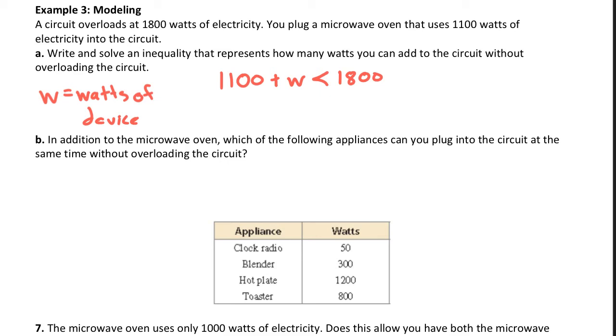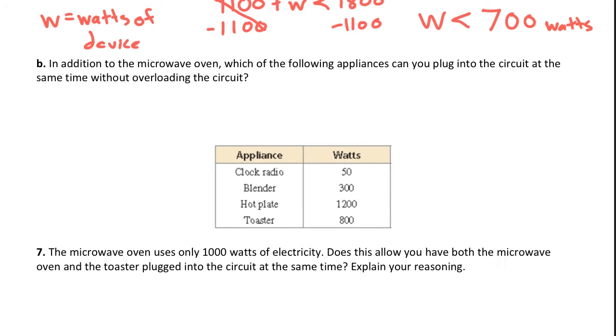So if I'm going to solve this inequality, it's a pretty straightforward one. I would subtract 1100 watts from both sides, and I would say my wattage of my new device has to be less than 700. If you want to write watts just to keep track of the wattage, that's it. So W is less than 700 watts. I can't add 700 watts to that outlet. I've got to add less than 700 watts.